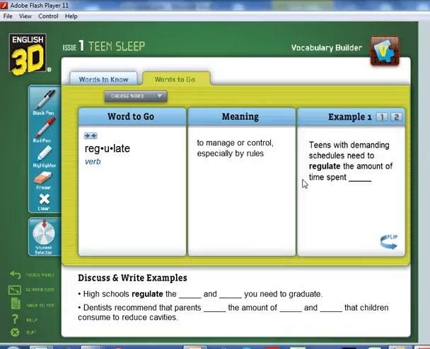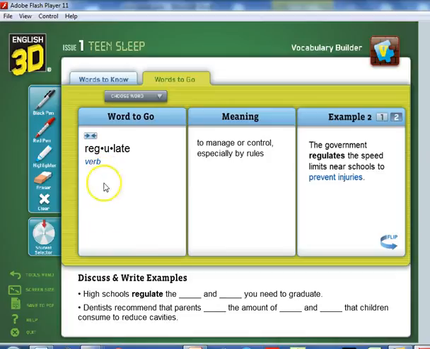Teens with demanding schedules need to regulate the amount of time spent on homework to get it done quickly, or texting, or on the computer, or playing video games. The government regulates the speed limits near schools to protect students and to prevent injuries.